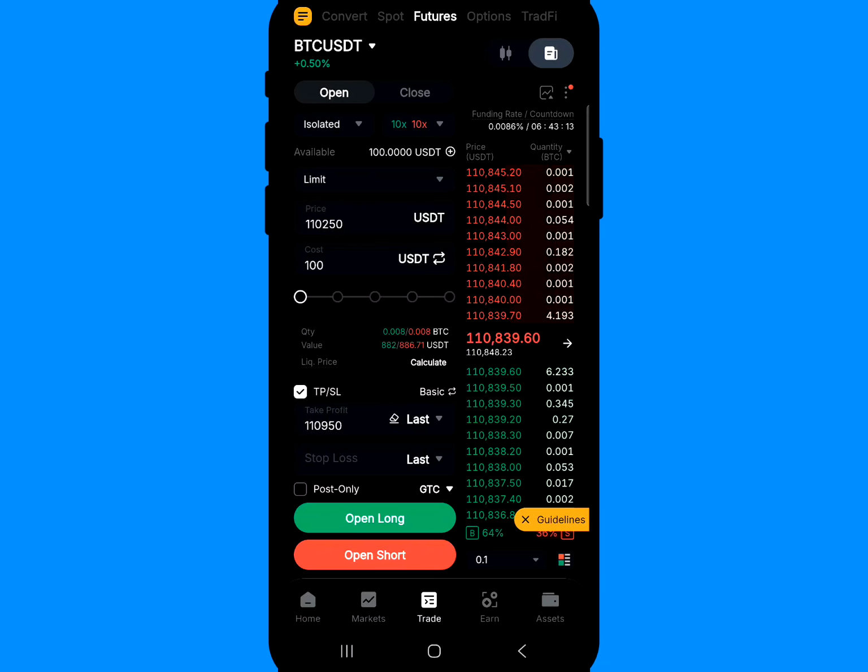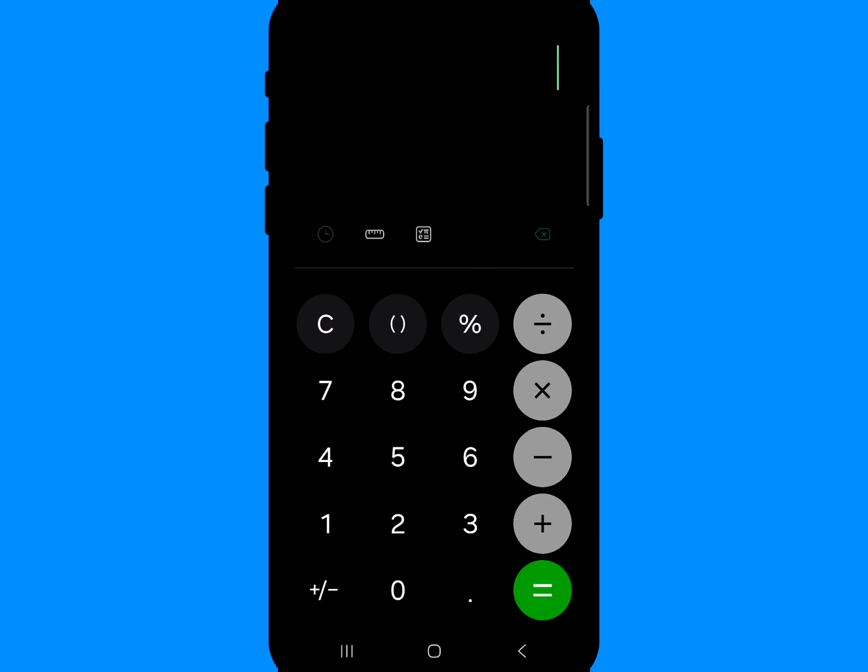I told you I want to use just $10 out of my $100. So I'll just go to my calculator. This is my calculator. I'll just say $10 times 10x. It will give me $100. That means I'm trading with $100 in futures, while my own capital is just $10 only. It's a practical example for you guys to know how to do it.